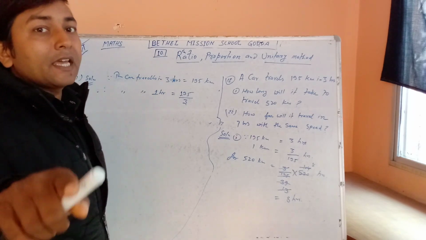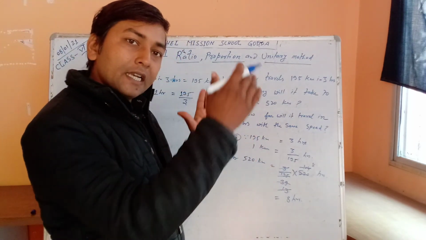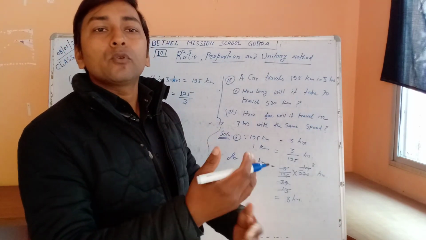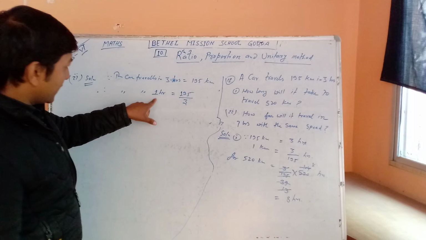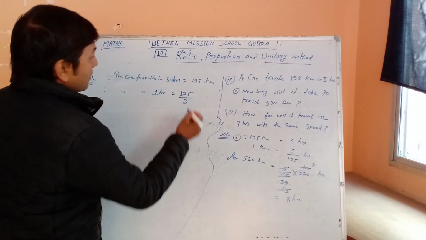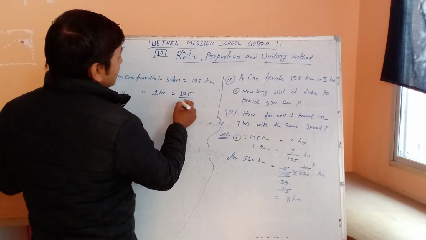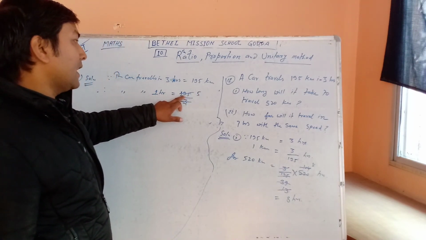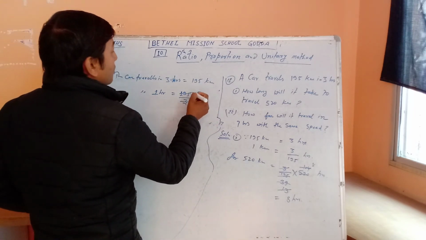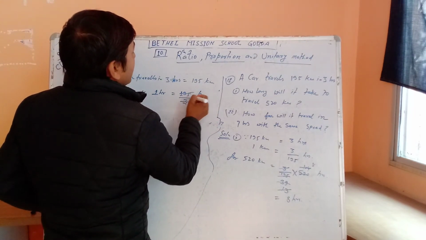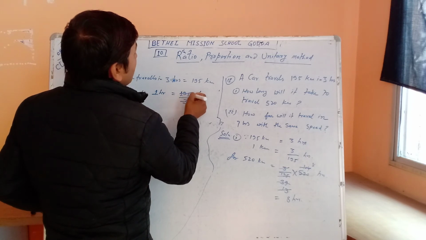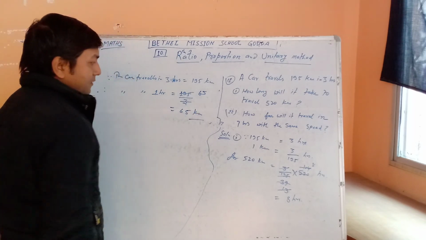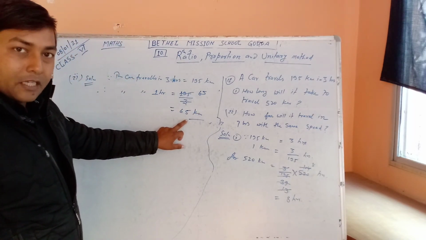In the theory part I taught you that for getting fewer units you have to divide, and for getting more units you have to multiply. So for getting fewer units you divide by 3. 195 divided by 3: 3 fives are 15, 3 sixes are 18, and so on. It means 65 kilometers. In 1 hour, 65 kilometers.